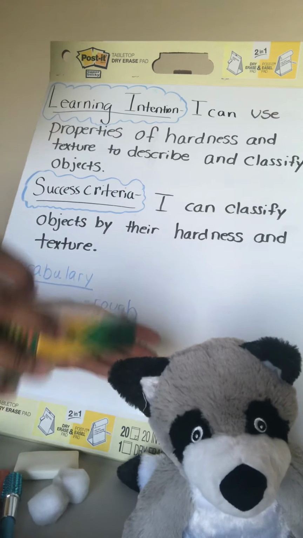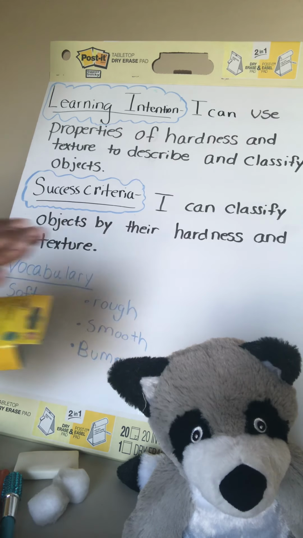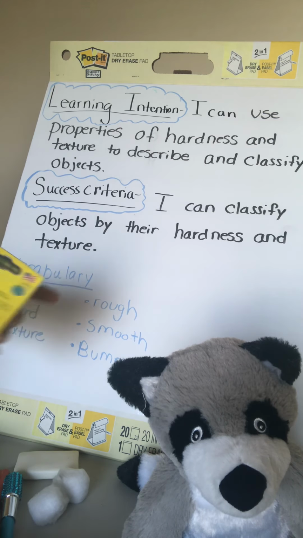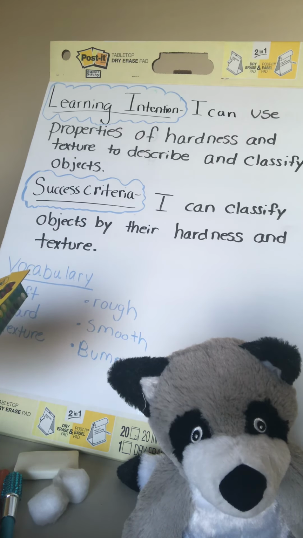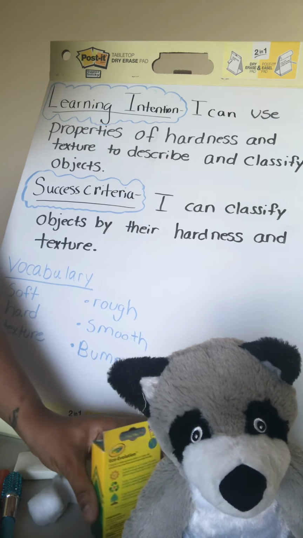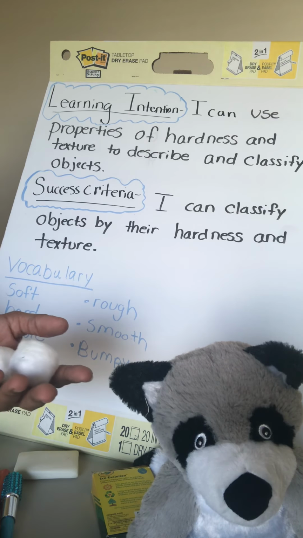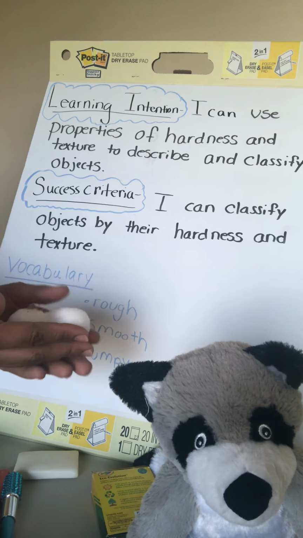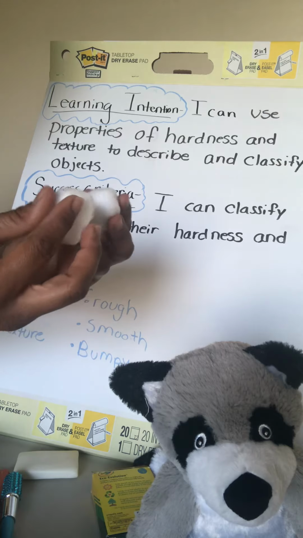Okay. I have a crayon box that we use in the classroom. I'm going to feel its texture and I'm going to wait. Is it soft, hard, rough, smooth, or bumpy? It is smooth. It feels smooth. All right. I have two cotton balls. Is it soft, hard, rough, smooth, or bumpy? Correct. It is soft. A cotton ball is soft.